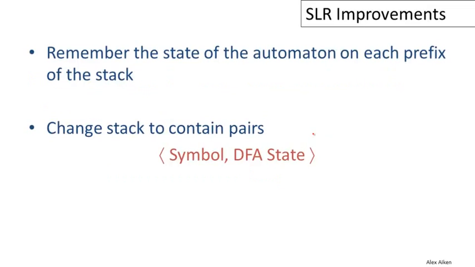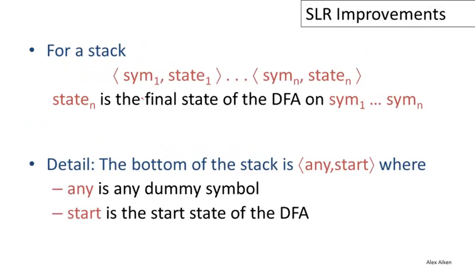The way to exploit the observation that most of the work of the automaton is repeated at each step is to simply remember the state of the automaton on each stack prefix. So we're going to change the representation of the stack. We're going to change what goes in the stack. Before we just had symbols on the stack, but now we're going to have pairs. Each element of the stack will be a pair of a symbol and a DFA state.